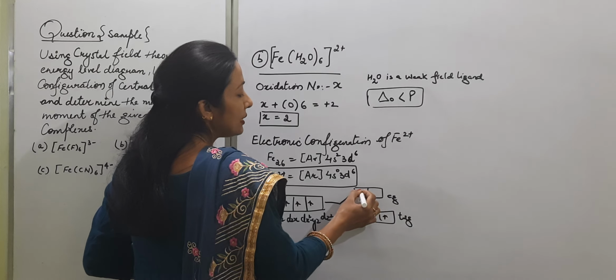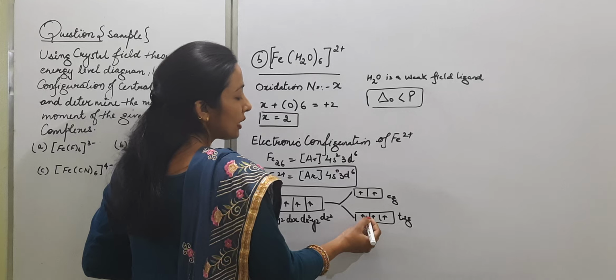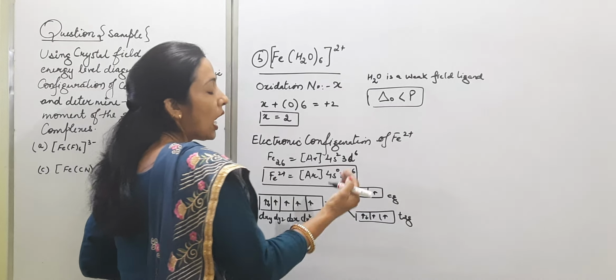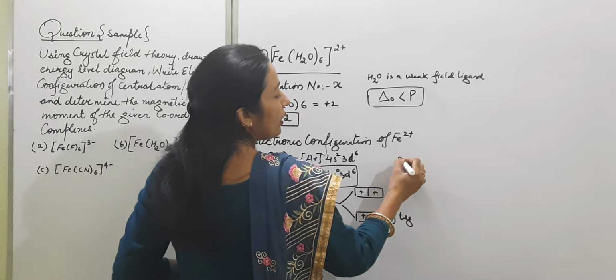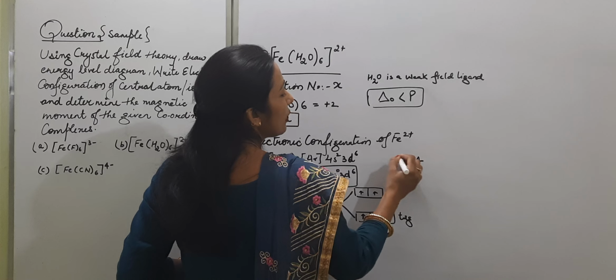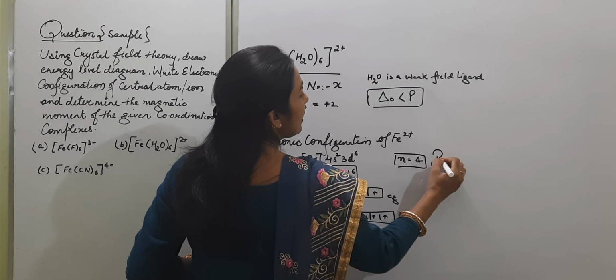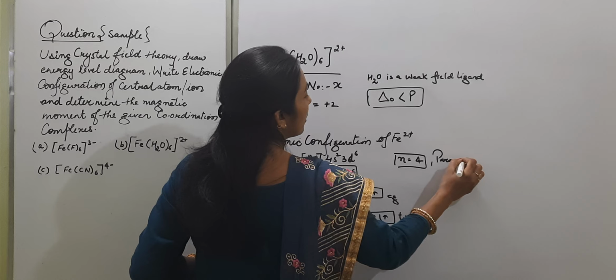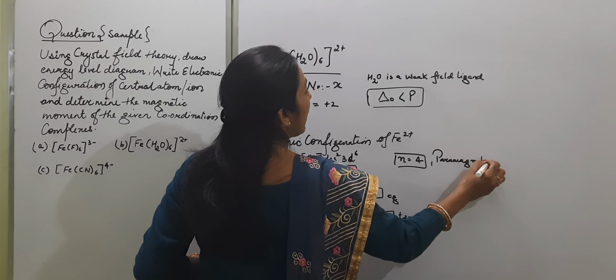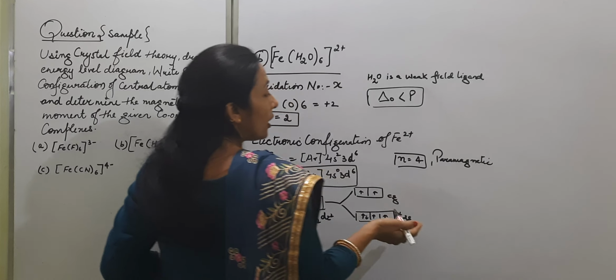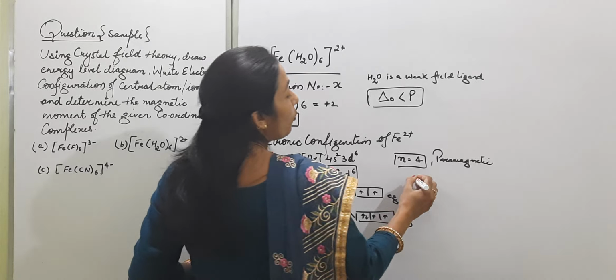So here we will easily fill singly first, and since there are 6 electrons, it will be here. How many unpaired electrons are available here? Unpaired electrons are 4. So this compound is also paramagnetic. And how will we find the magnetic moment for it?